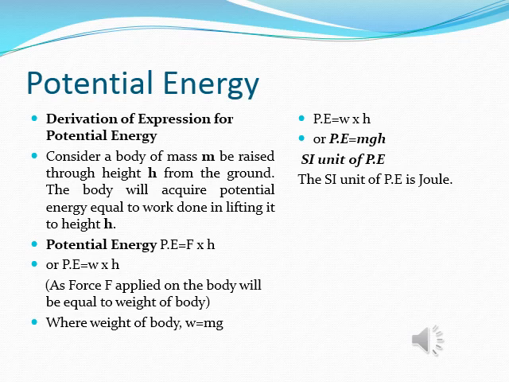potential energy is equal to mgh, where m is the mass of the body, g is the gravitational acceleration, and h is the height of the body through which it is raised from the ground. Please note that the SI unit of potential energy is same as that of energy, which is joule.